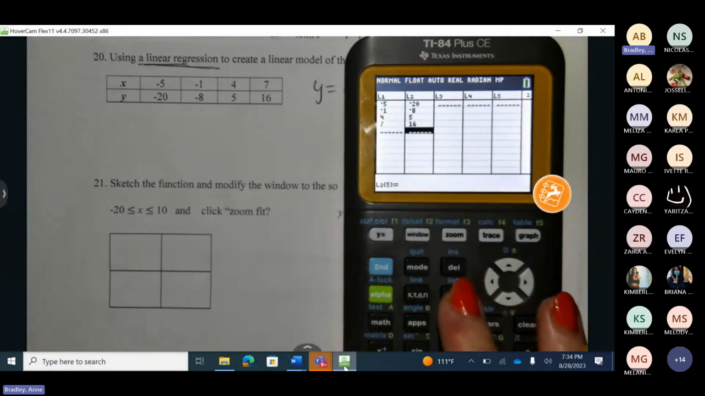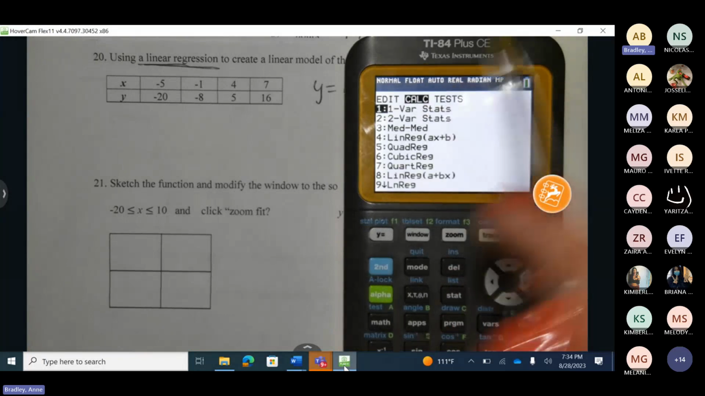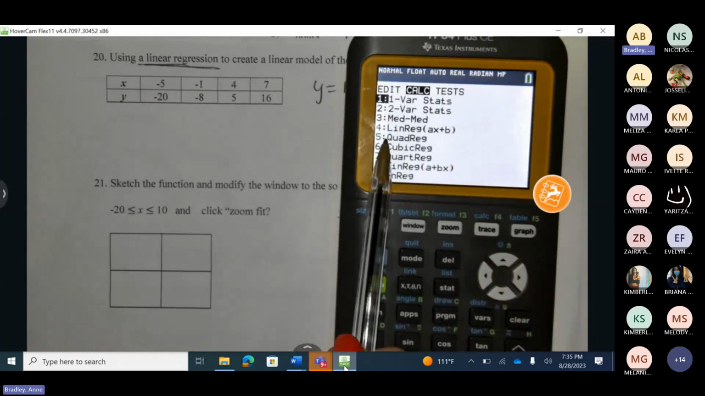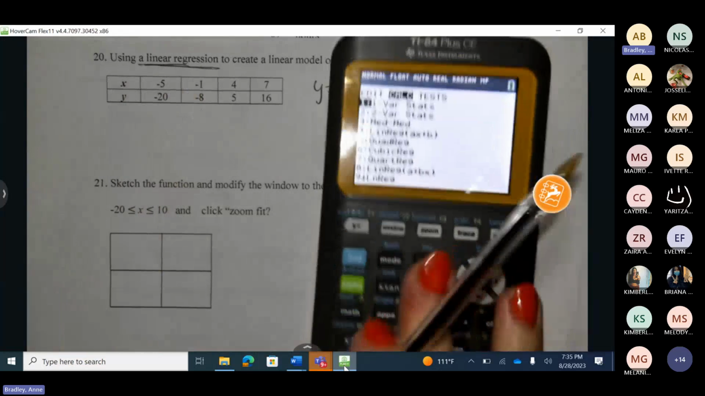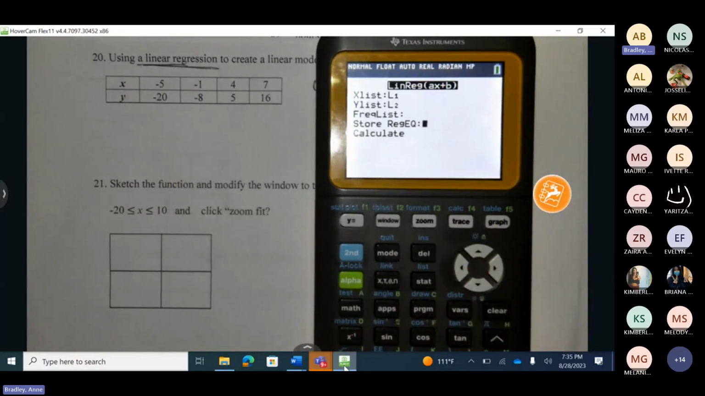What do we do next? We're going to go to stat and we're going to look to calculate. It's going to give us the actual equation that best fits these points. And we want to go to linear regression. How do you know to go there? Because it says linear regression, and this is the abbreviation for linear regression. So I go there, I press enter all the way through, and this is what I have.